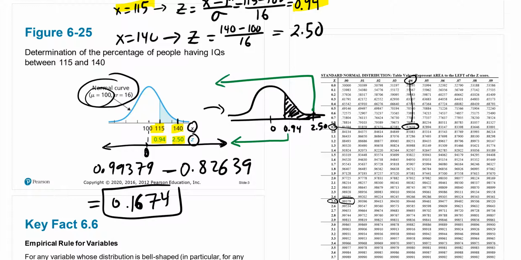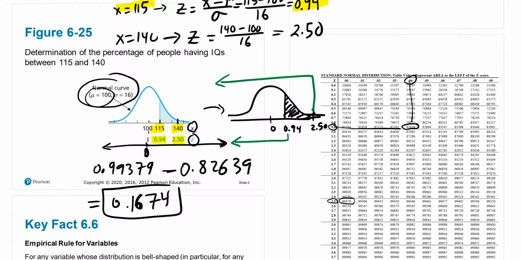So that's how we use it. In the previous section, they gave us the z values, and then we just went to the table to find the area, or vice versa. They gave us the area under the standardized normal curve, and we had to find the corresponding z values.